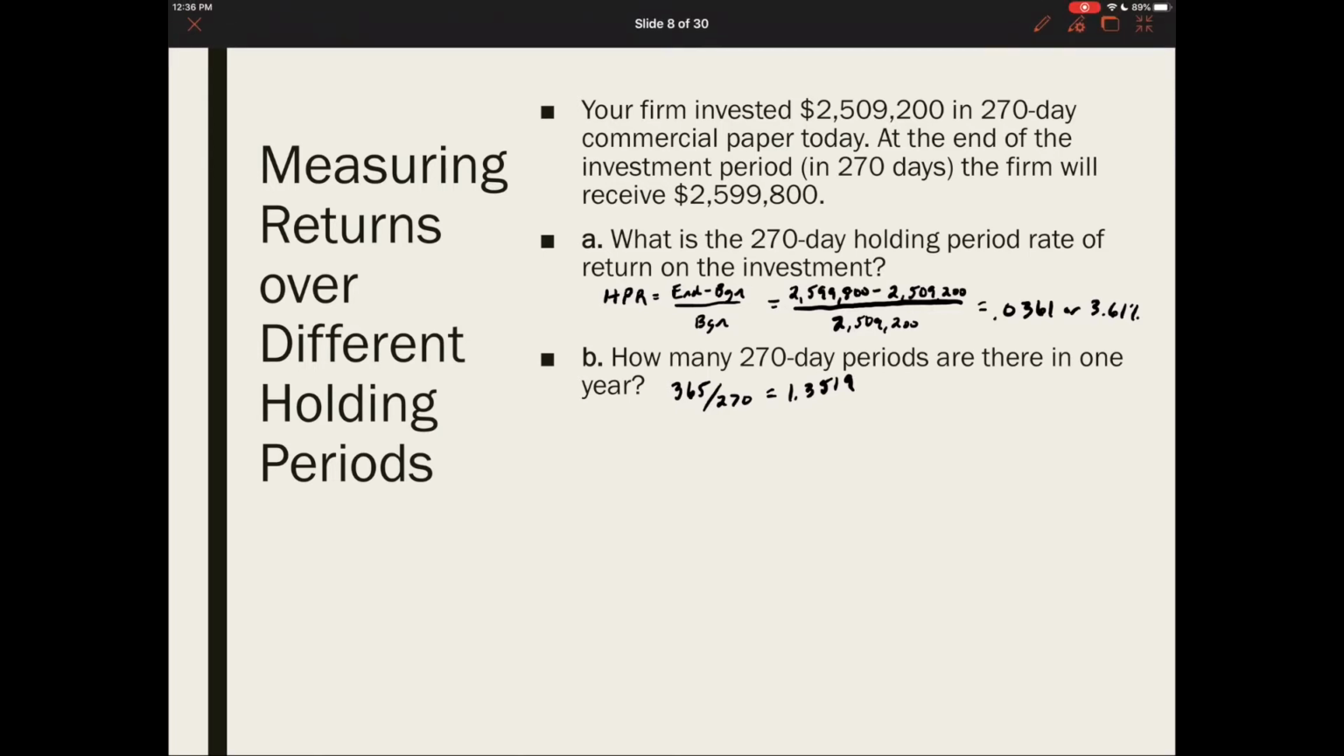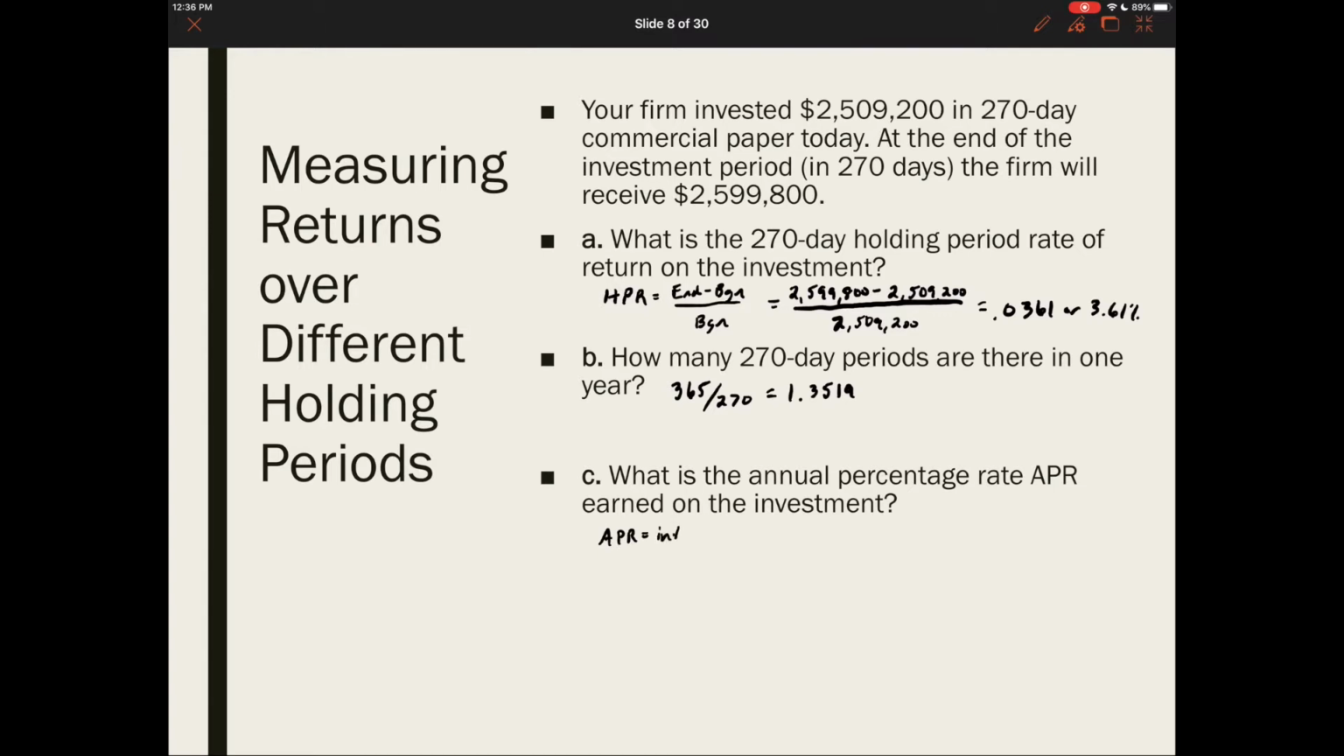Let me clear up my handwriting there a little bit. So this is simply telling us that there are 1.3519 compounding periods per year in this 270-day investment horizon. So what is the annual percentage rate on this investment? Well, we said that your APR is your interest rate per period.